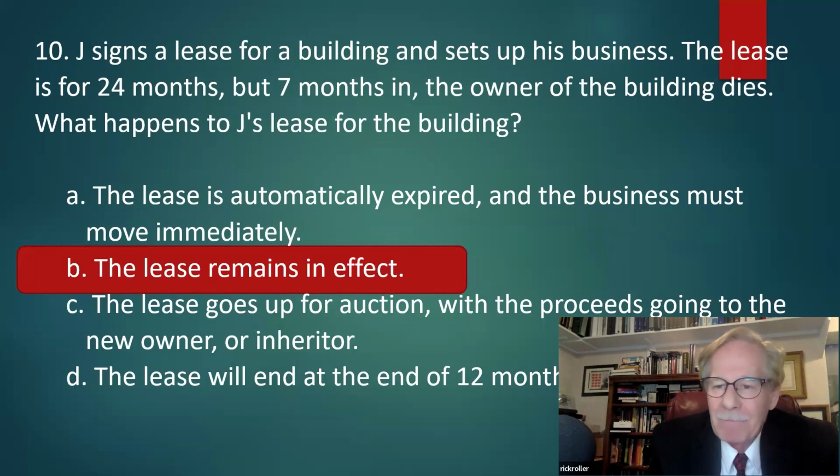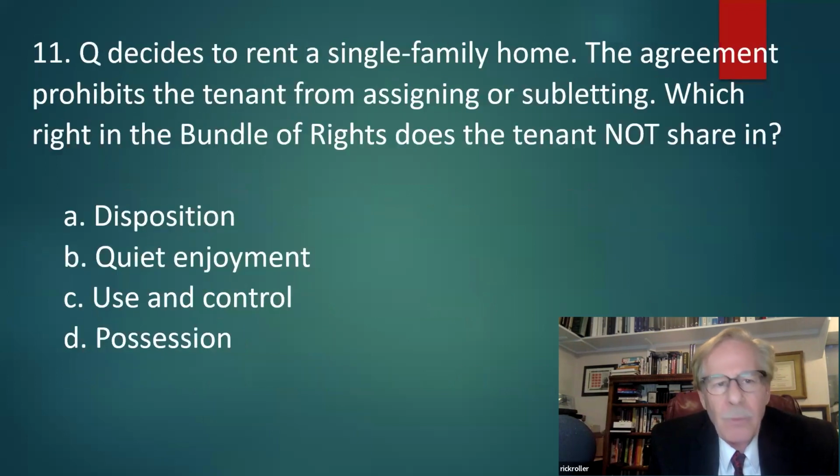I like leasing. It's fun. I do a lot of it. Let's look at number 11. Q decides to rent a single family home. Cool. We like Qs. They're called tenants. The agreement prohibits the tenant from assigning or subletting. Not uncommon. Okay, we want to control our building. Even though you're moving into it, you don't get complete reign to do whatever you want there.